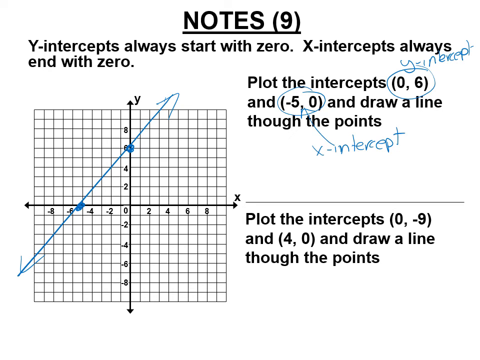Let's do another one. Same thing. So that's a y-intercept, (0, -9). And (4, 0) is an x-intercept. And there is one and only one line that goes through those.